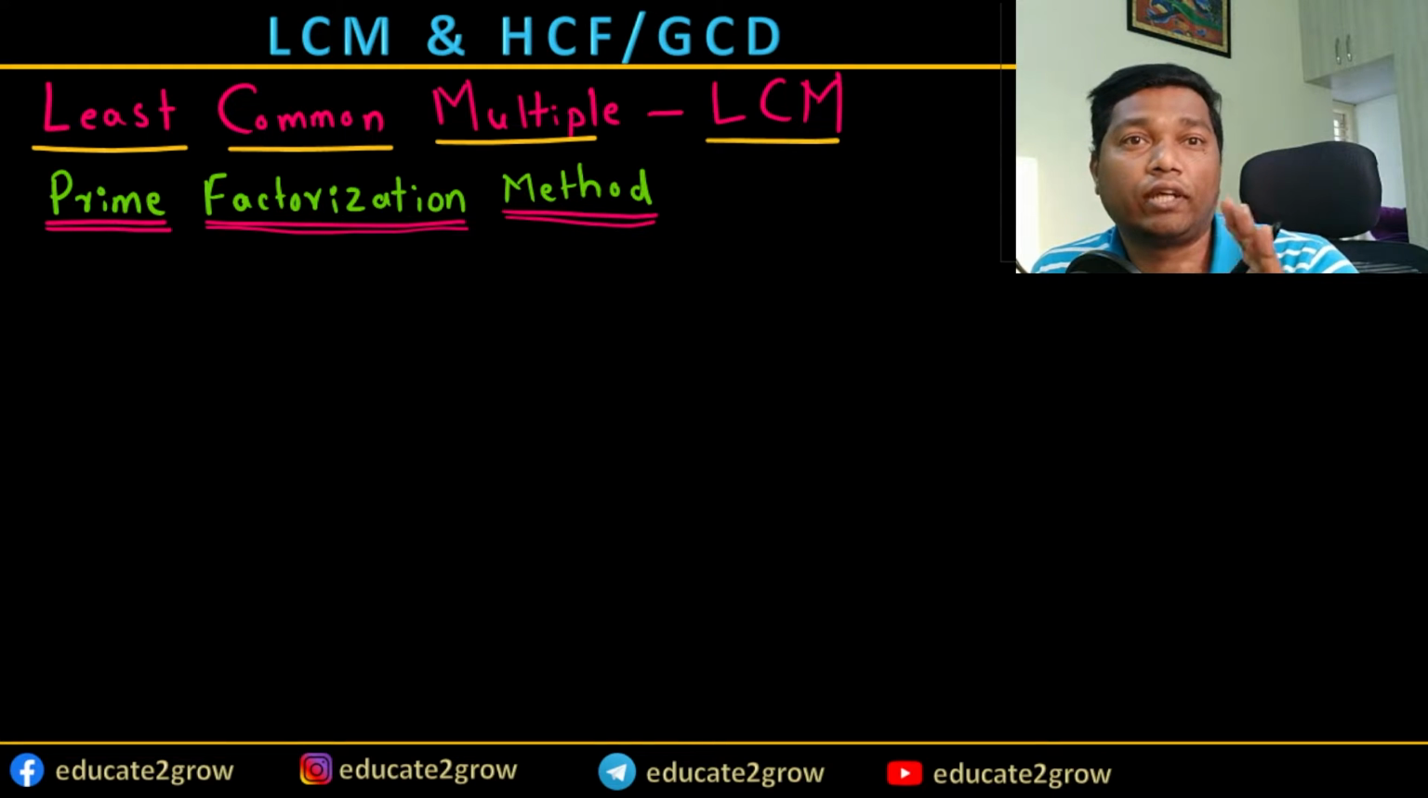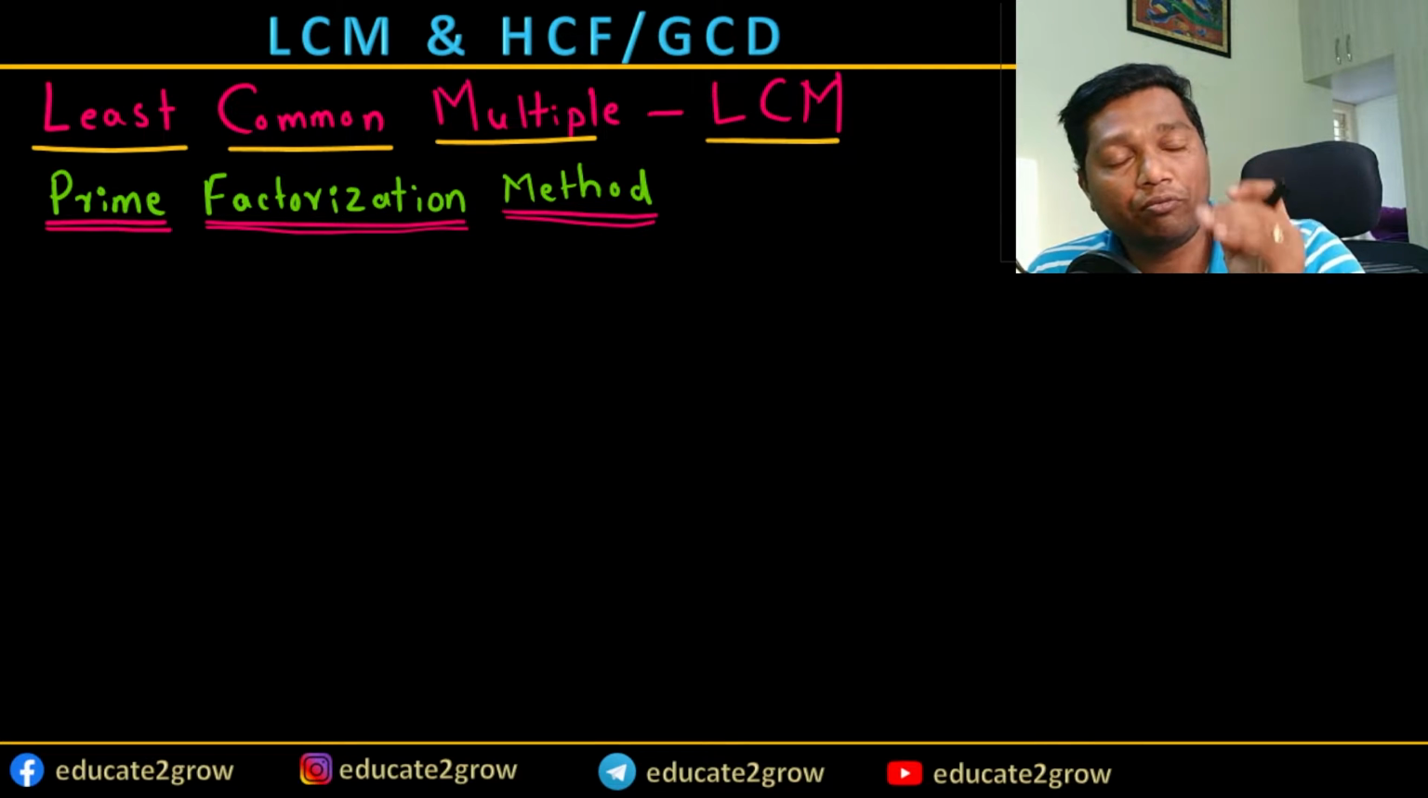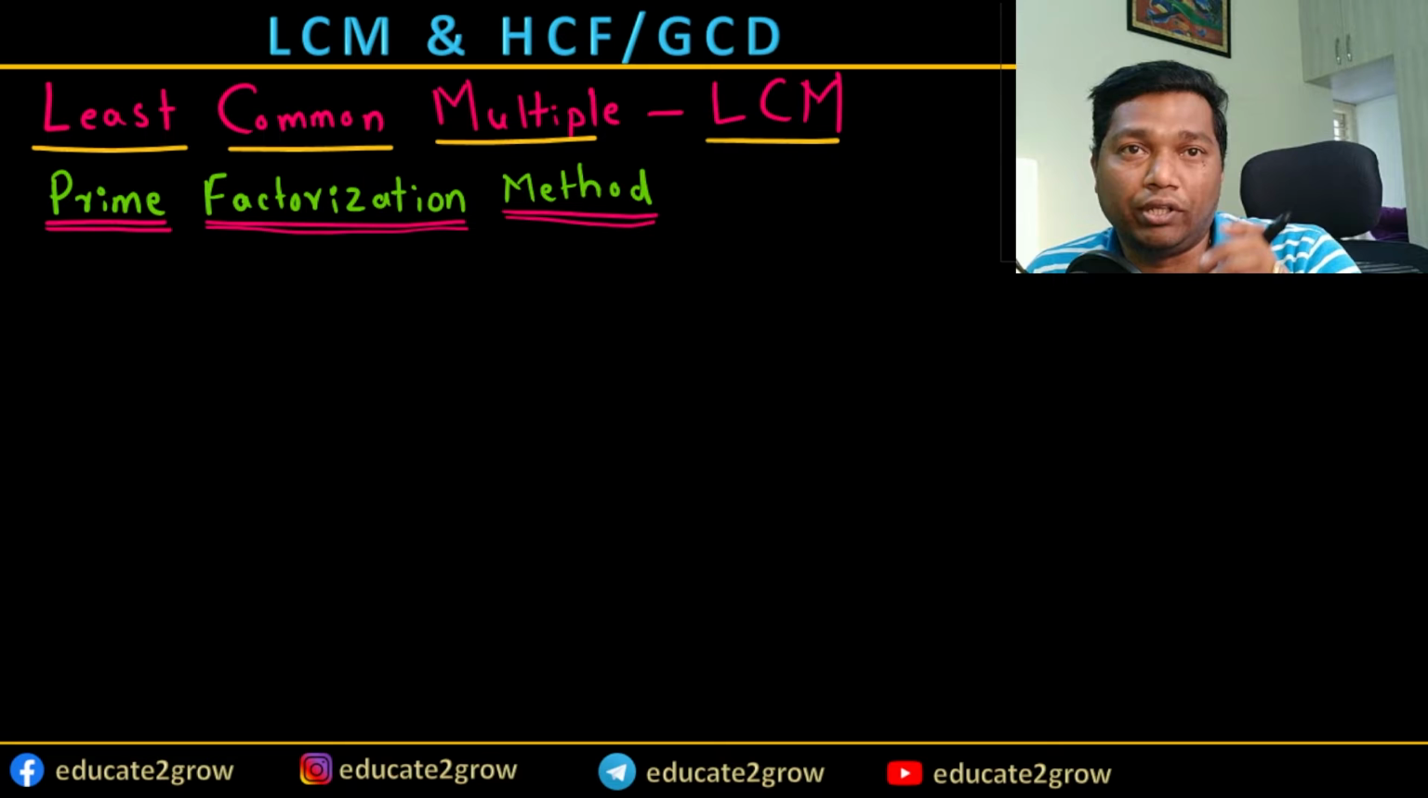Let's check out the second method, that is the prime factorization method. The first method is time consuming, and if you are given a larger number, it is difficult to find the multiples and find the common one. So in this case, the prime factorization helps a lot. Let me take two numbers and explain how to solve it using the prime factorization. Before that, we have some conditions we need to satisfy. So what are those conditions?